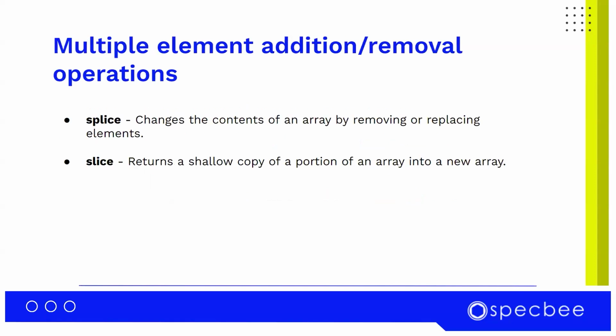Then we have multiple element addition removal operations. This is a place where I see a lot of confusion going on. Where do we use splice? Where do we use slice? So yeah, we will dwell into it. Again, these methods are like multiple elements you can put in. And so yeah, that's how this works.